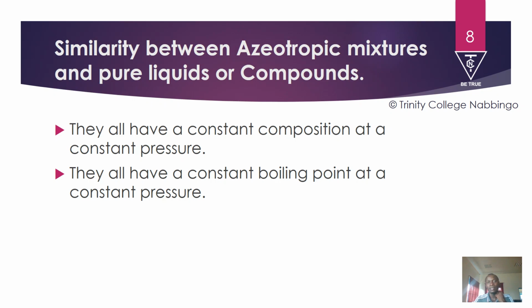But they also have some similarities. Azeotropic mixtures have some similarities with compounds or pure liquids. We have already seen they all have a constant composition at constant pressure. As long as the pressure has not changed, the composition of the azeotropic mixture will not change. And someone may think it is a compound because compounds also, their compositions don't change. But for azeotropic mixtures, their composition is conditional. The pressure must be constant. So at a constant pressure, they all have a constant composition, and again, at a constant pressure, they all have a constant boiling point. Those are some of the similarities between azeotropic mixtures and pure compounds.